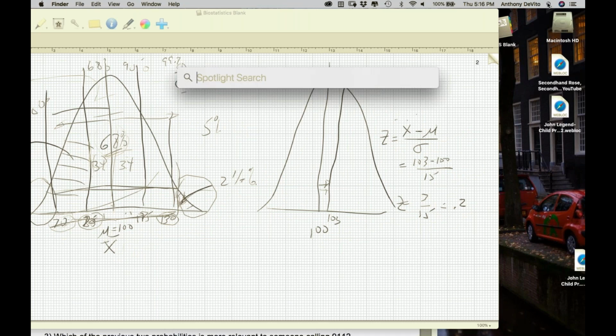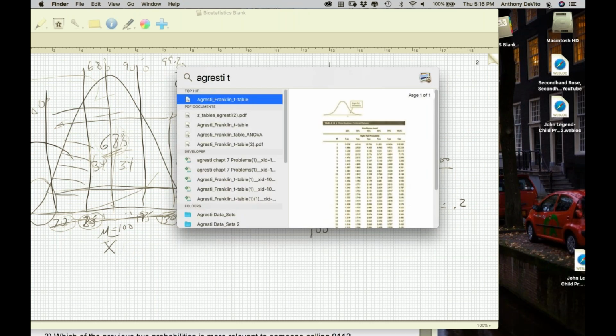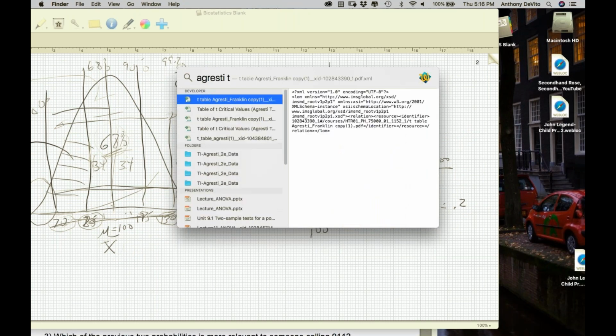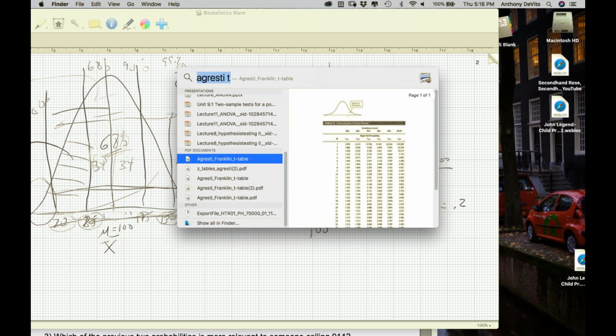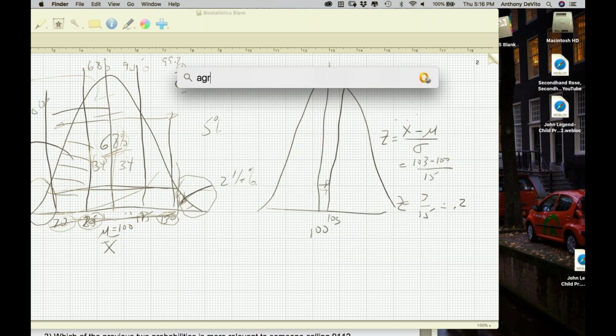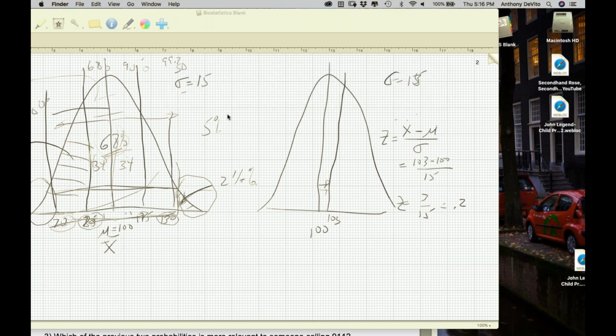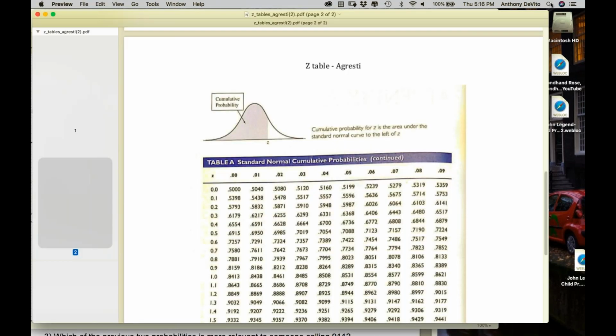Our z table. I tend to use, you can use the one in the book, of course, exactly the same way as the one I'm about to show you. It's on your various sources on Blackboard. On an exam, I make sure, let's see, keep misstating this. The z table. Let's see if it comes up. There we go. There's the z table.